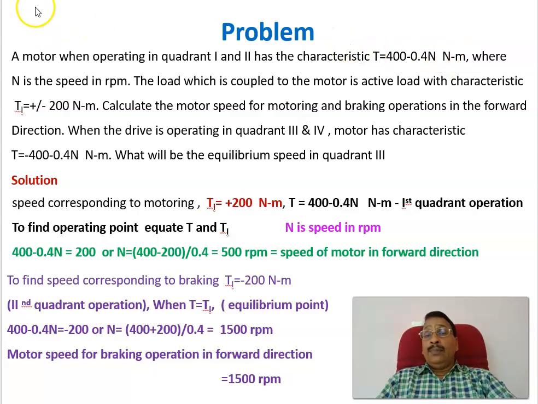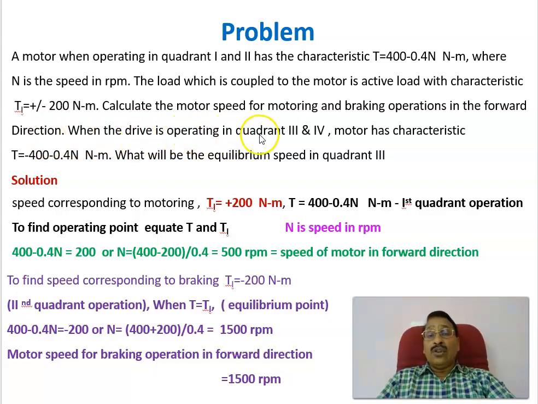Coming to a problem: a motor operating in quadrants 1 and 2 has the characteristic T equal to 400 minus 0.4 N Newton meter, where N is the speed in RPM. The load coupled to the motor is an active load with a characteristic load torque equal to plus or minus 200 Newton meter. Calculate the motor speed for motoring and braking operation in the forward direction, that is, the first quadrant as well as the second quadrant.